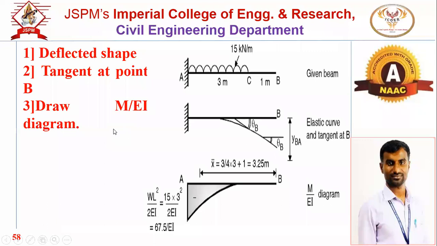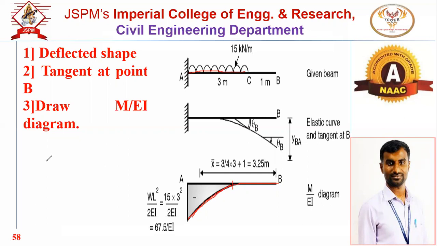Now for the slope, we have to use moment area theorem number 1. What is that theorem? Now this is the M by EI diagram. For the 3 meter span there is a UDL, so definitely as the loading is UDL, our BMD will be a parabolic curve up to the 3 meter span. And for C to B, as no loading is considered, it will be just a reference horizontal line.